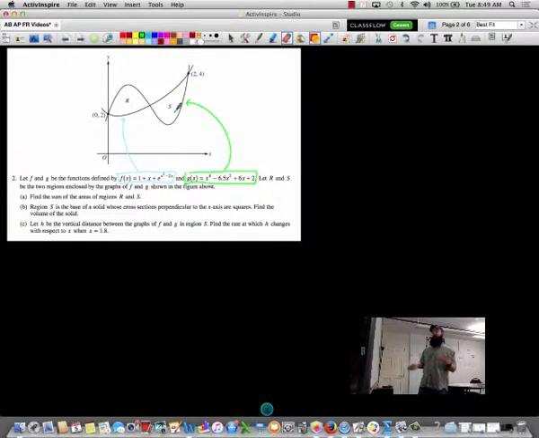Part A says find the sum of the areas of the regions R and S. If you look at region R, that's the area between two functions. The function on top is g of x, and the function on bottom is f of x. In region S, the functions switch places. So when we set up these integrals, you're going to have one function on top coming first before the subtraction, and flip the order of the second integral. The one thing we need to set this up is the transition spot, the place where those two graphs intersect.